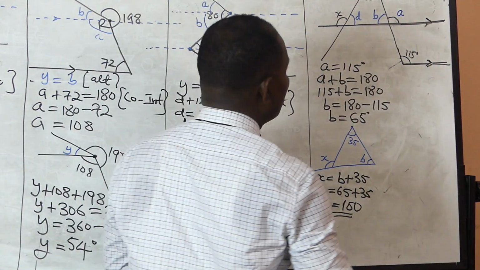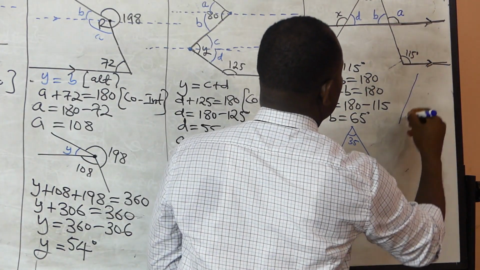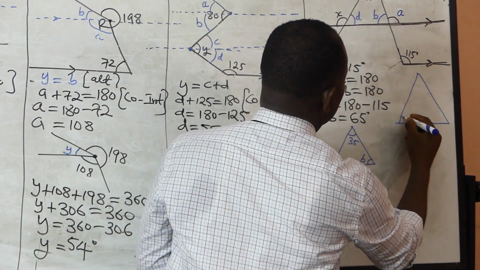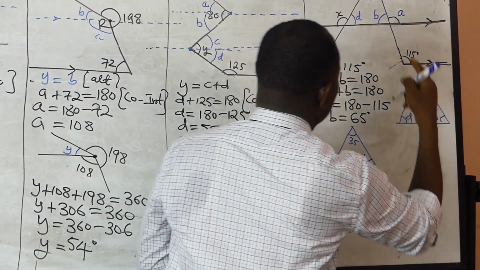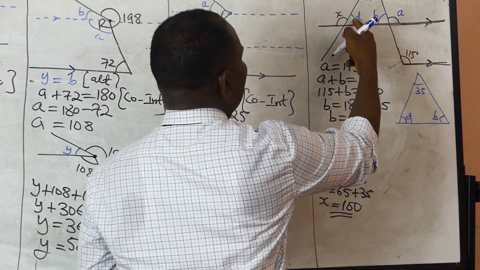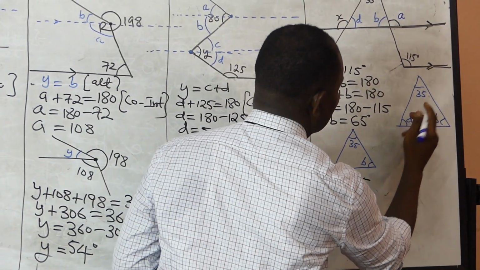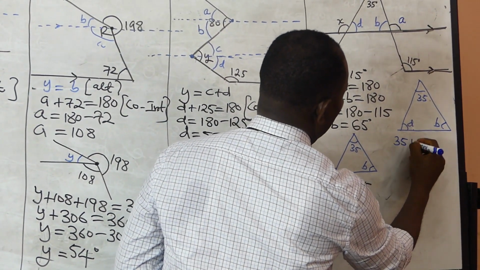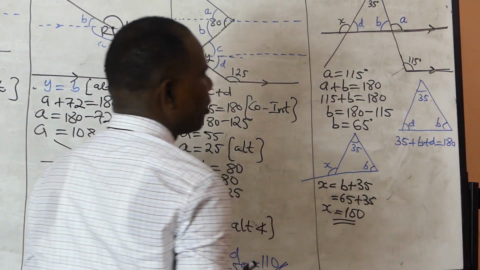If you still want to go through the triangle, it's also possible. You can bring it down like this. This is D, somewhere there. This is B, somewhere there, and we'll have 35. Now I want to find x. If I find D, then I'll be able to get x because they are on the same straight line. So let me look at D here. This is 35 plus B plus D equals 180. This is angles in a triangle.